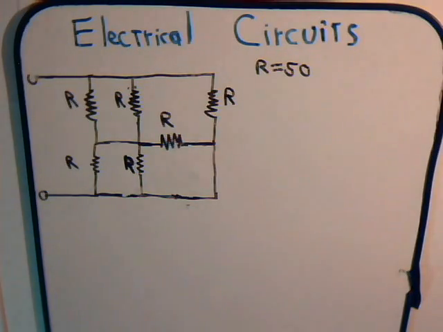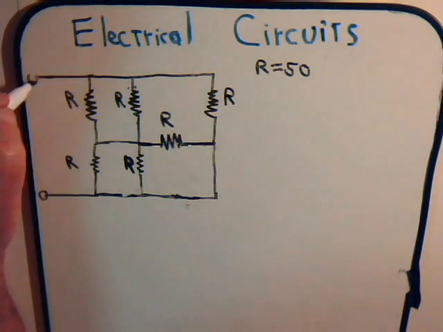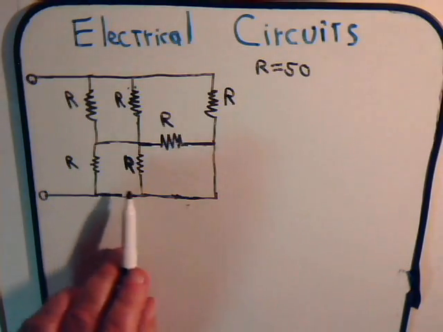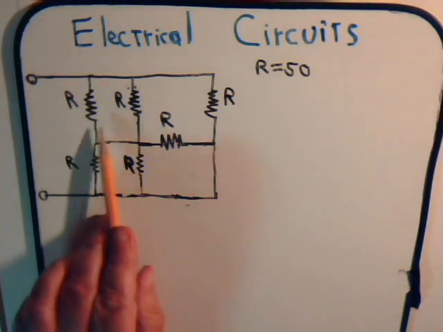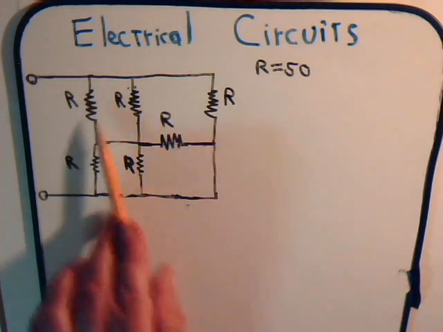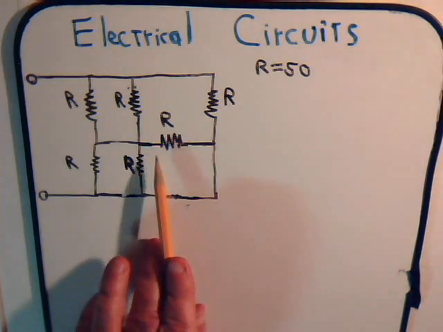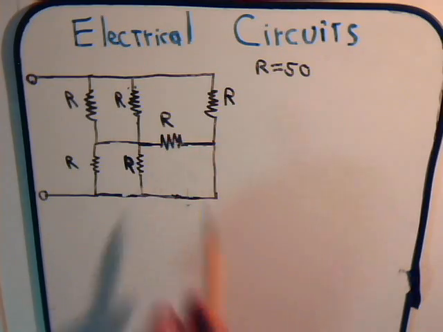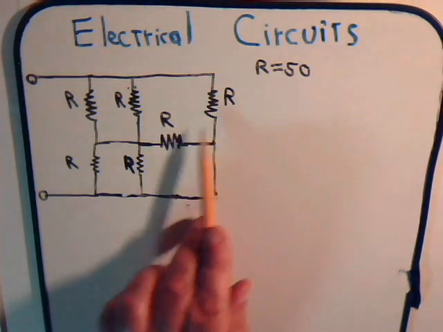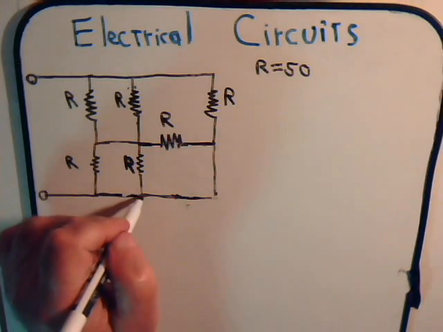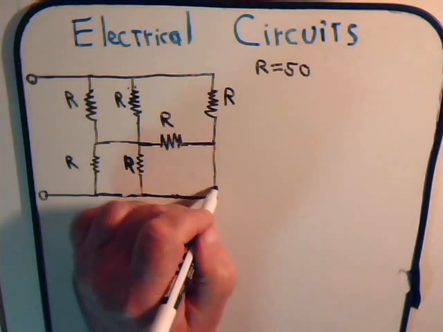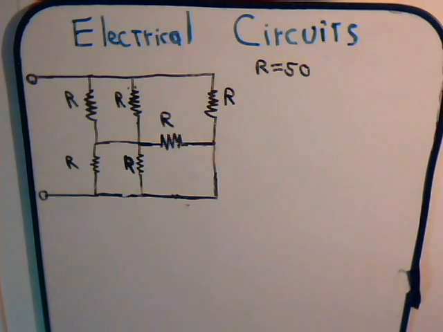So when we look at this circuit, it's clear that these two resistors are in parallel, and these three resistors are in parallel. But what about this one here? Is this resistor perhaps in series with this resistor? But if we look at the circuit more closely, it should be apparent, hopefully, that that can't possibly be true.